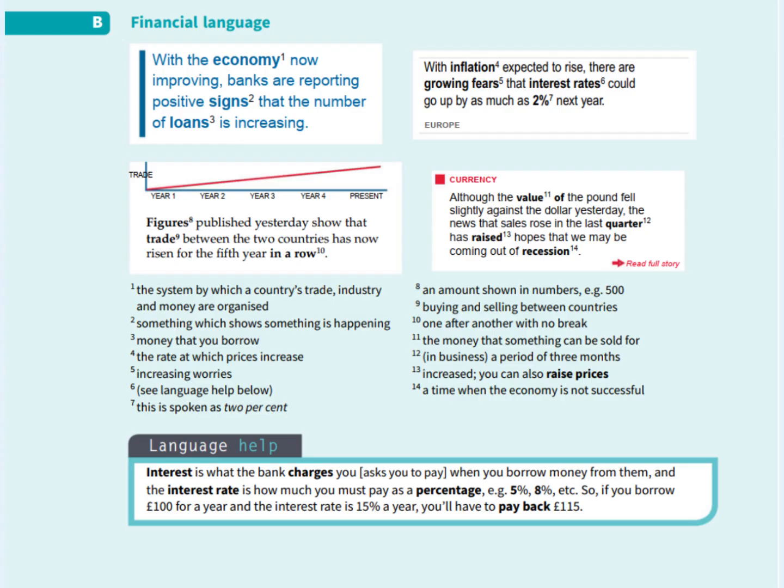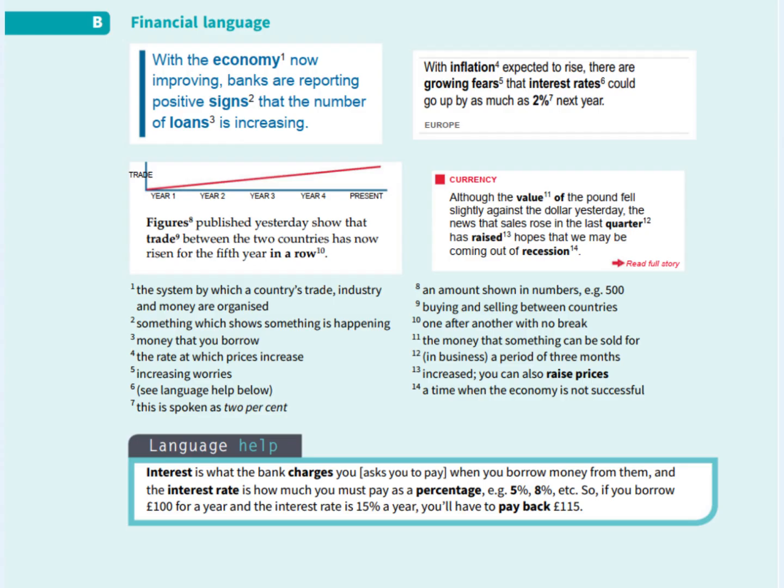Inflation and interest rates. Inflation is the rate at which prices increase. When inflation is expected to rise, there may be growing fears that interest rates could go up. Growing fears are worries that are becoming stronger or more common. For example, there are growing fears that interest rates could go up by as much as 2% next year. The expression as much as 2% shows that the increase could reach that amount.